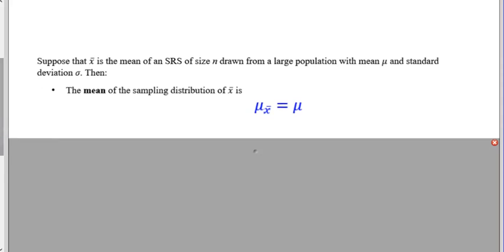So, suppose that x bar, that's the symbol we use for mean on the calculator, of a simple random sample of size n, so that's the number, drawn from a large population with the mean, and that funky U symbol is mean, and standard deviation, that little curly Q, that's the symbol for that. So the mean of the sampling distribution of x bar is this.